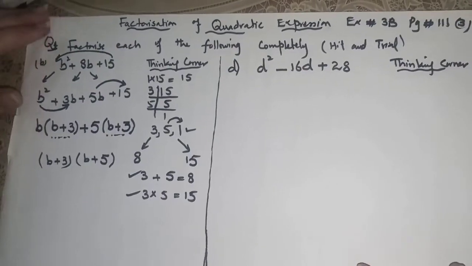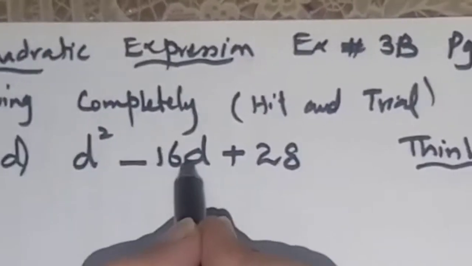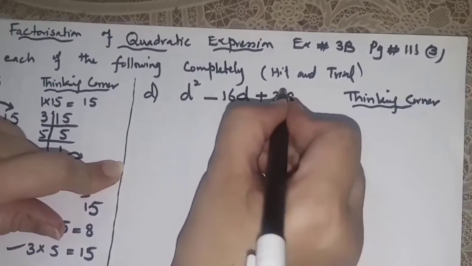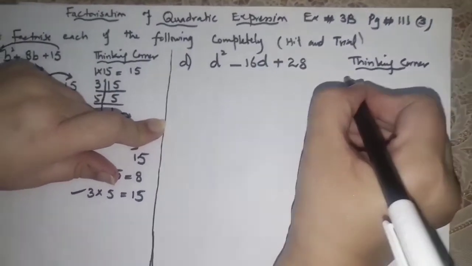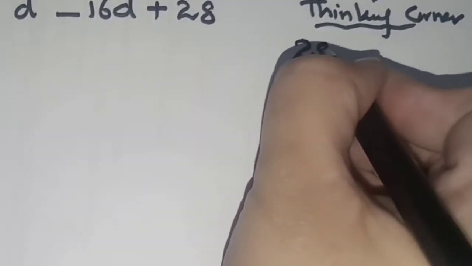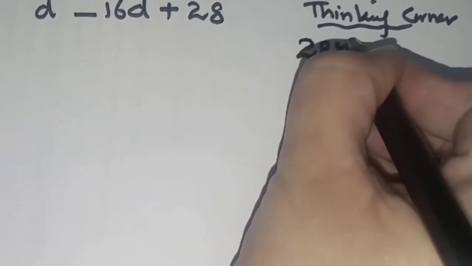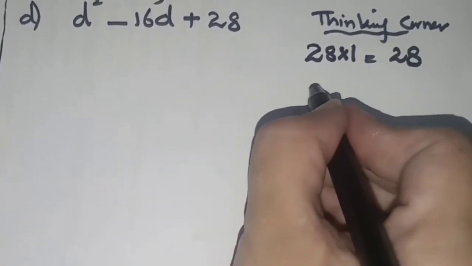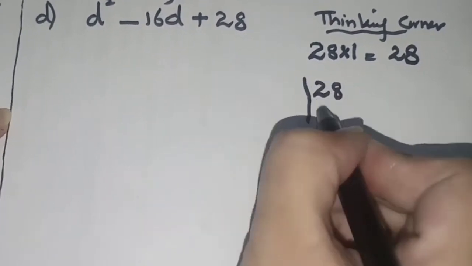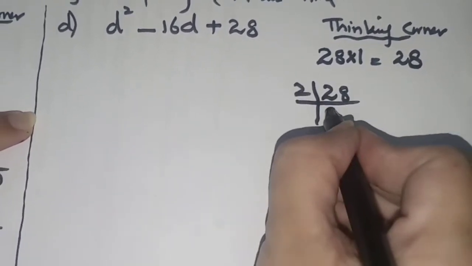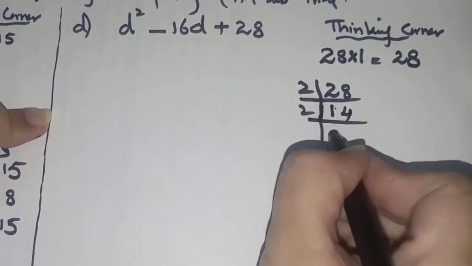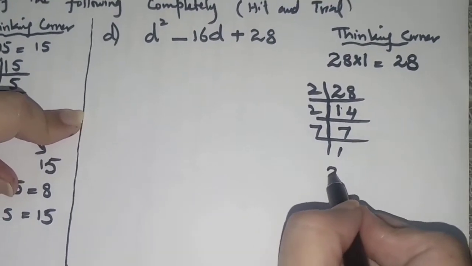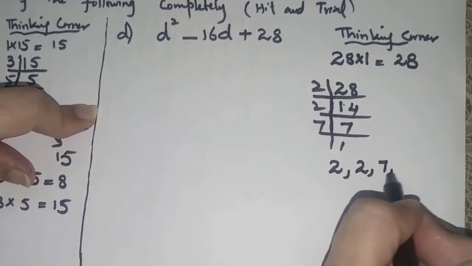Moving to the next question. The next question is d square minus 16d plus 28. I will not be repeating the process. We will be quickly going to the solution. I have to multiply constant with the coefficient of term having power 2, that comes 28. Now I have to make the prime factors of 28, and which are 2 14s, 2 7s, and 7 1s. I have to write all factors in a single line.